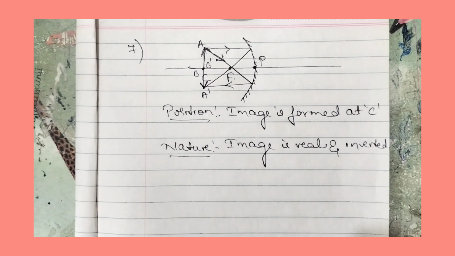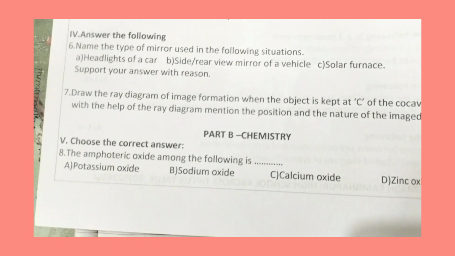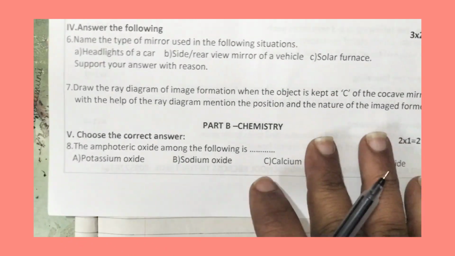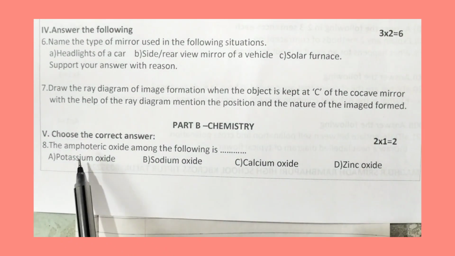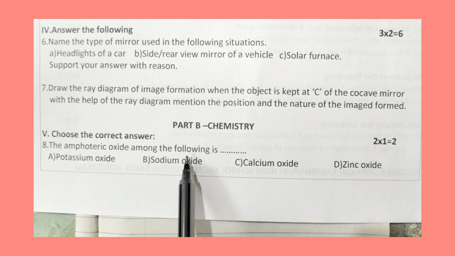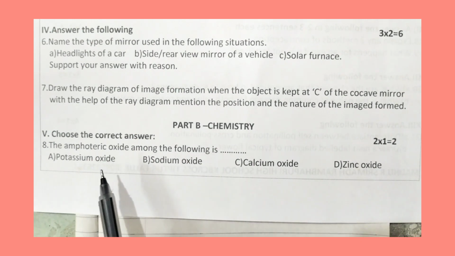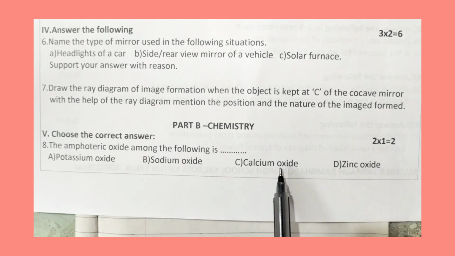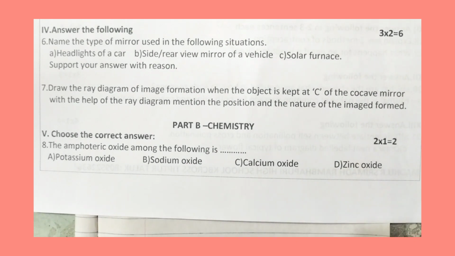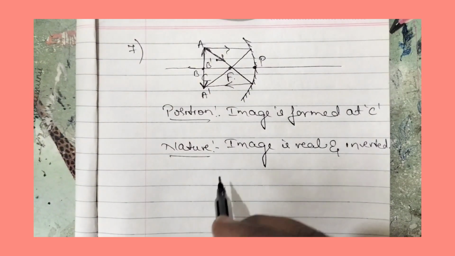So now let us move to the chemistry part. So this is part number 2, chemistry. So the first question is, the amphoteric oxide among the following is potassium oxide, sodium oxide, calcium oxide, zinc oxide. So the right answer for the 8th question is zinc oxide. So zinc oxide is an amphoteric oxide.